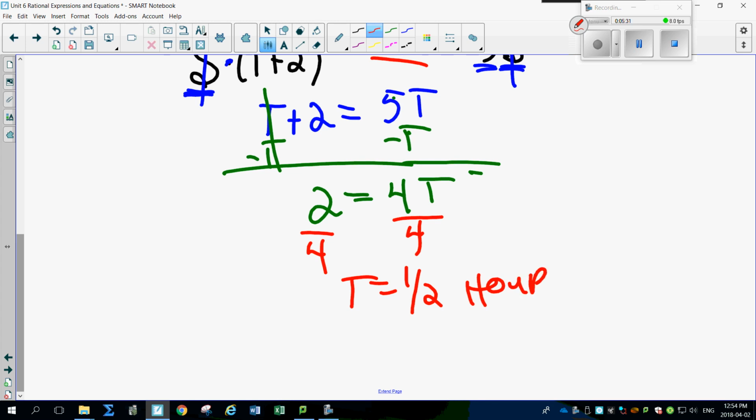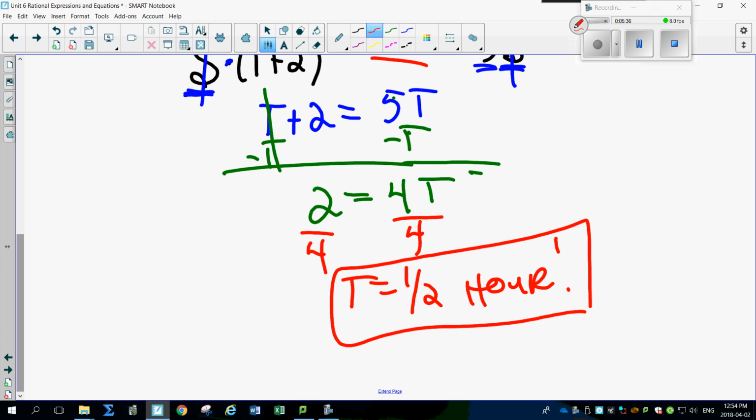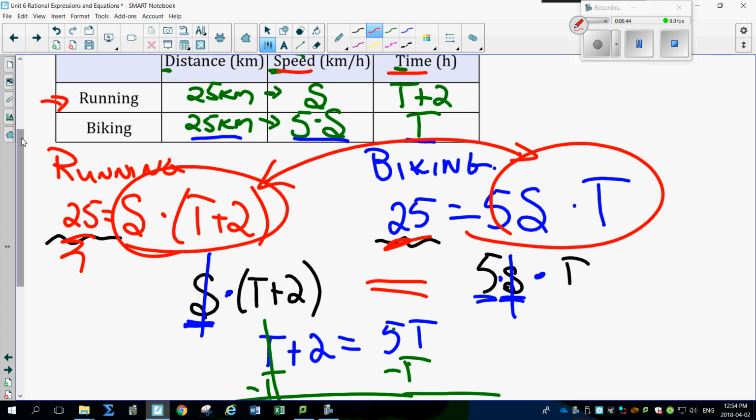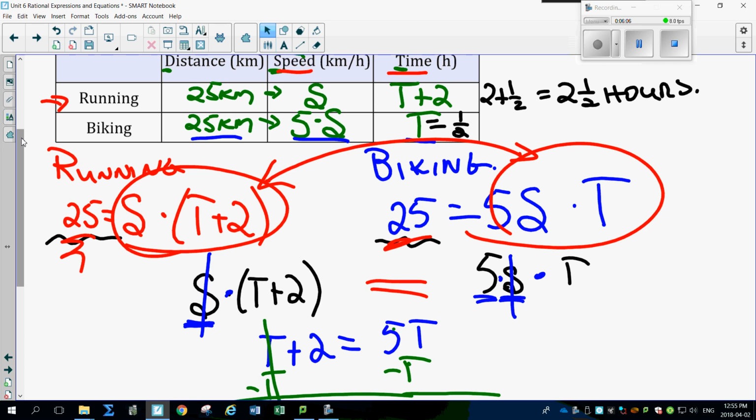Isn't that interesting? Look at that. And it all comes from this real simple equation. So if t is half an hour, we can answer a whole bunch of questions now. That means to bike 25 kilometers only took him half an hour. But to run 25 kilometers took him 2.5 hours, right? 2 plus half is 2.5 hours. He's a pretty fast runner if he can do 25 kilometers in 2.5 hours. That's almost a world record.